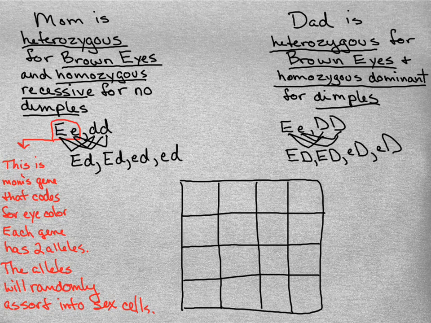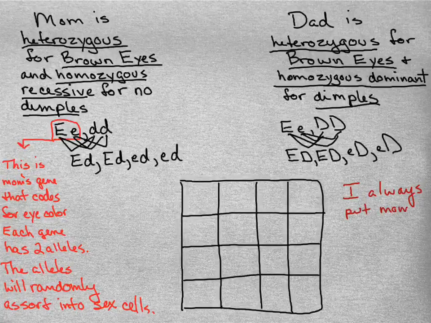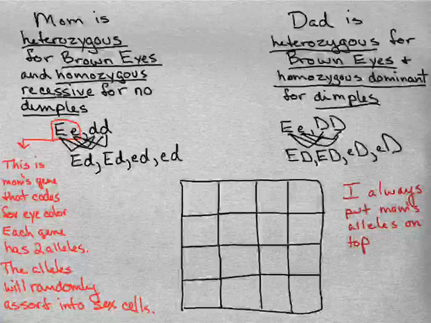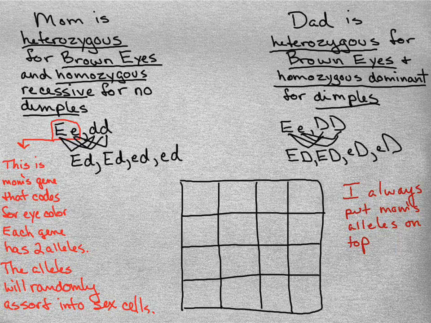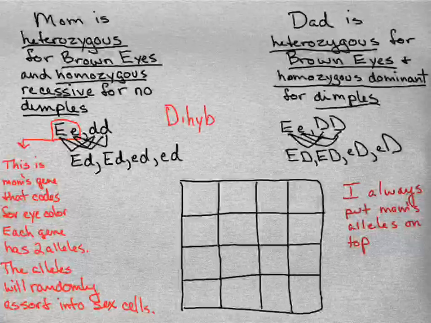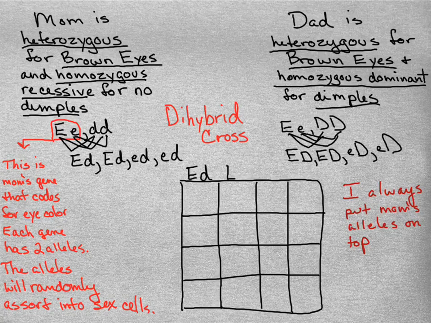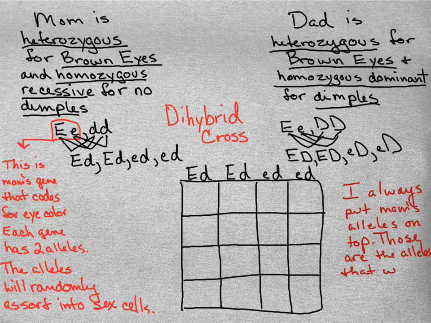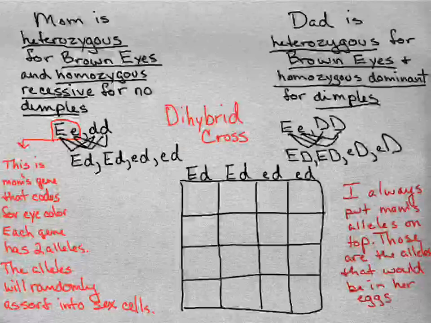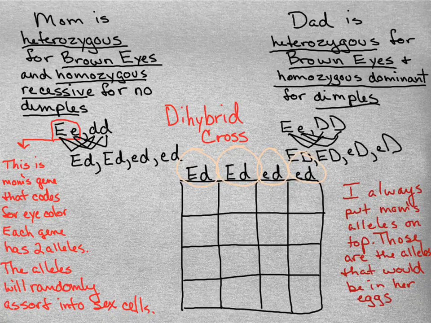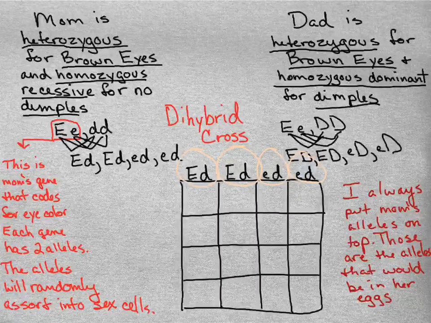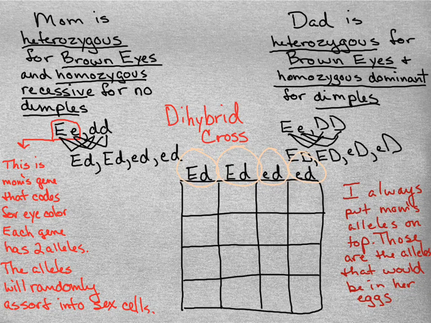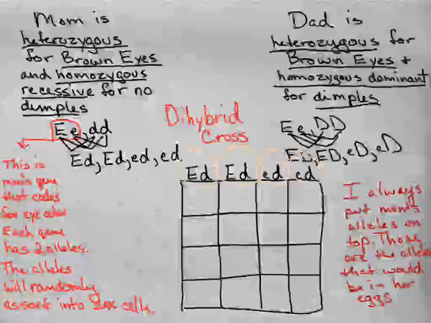And now we're going to create our Punnett square, our 16 space Punnett square, because this is a dihybrid cross. And I always put mom's alleles on top. I always work a Punnett square the exact same way. So these are all mom's assorted alleles, and this is what would end up in her egg cells, randomly. The E's and D's randomly assorted into the egg cell. What should always happen is that it'll always be at least one E and at least one D.